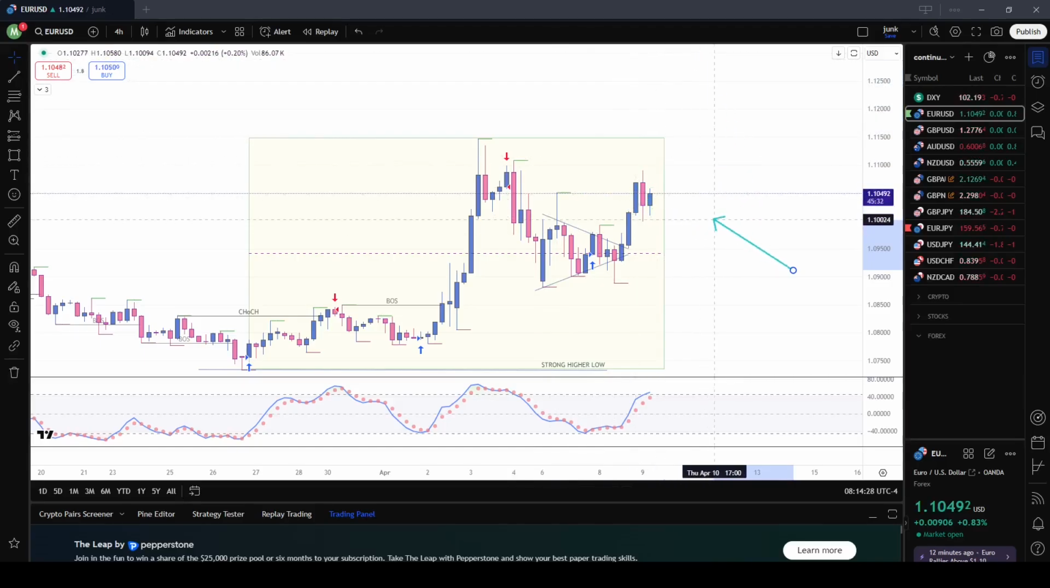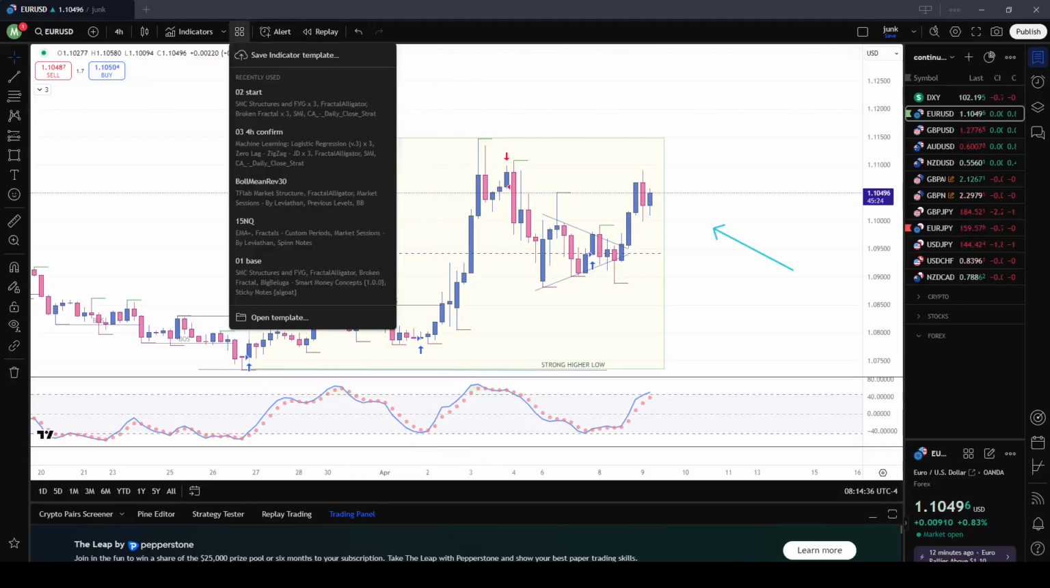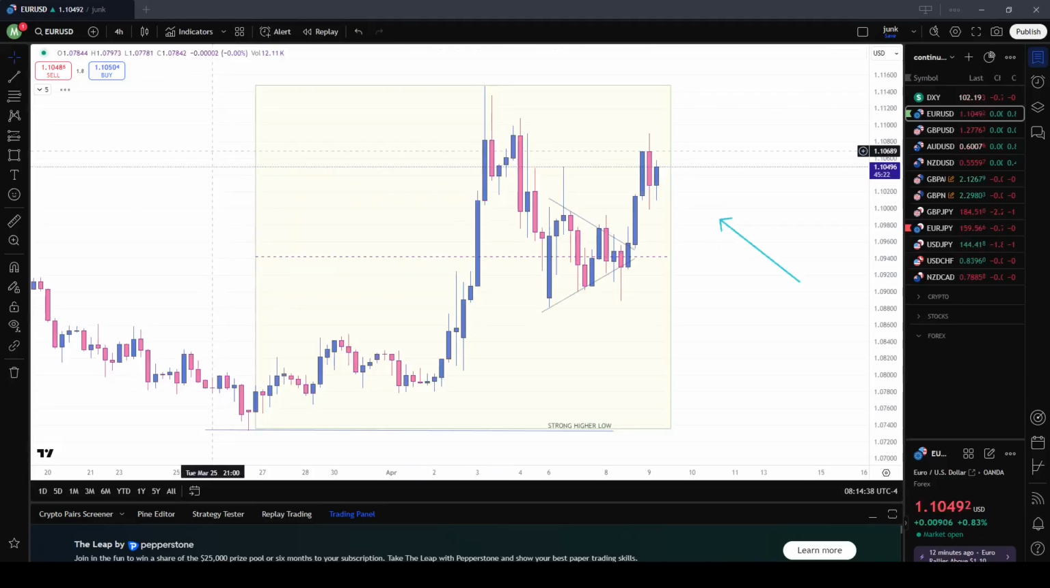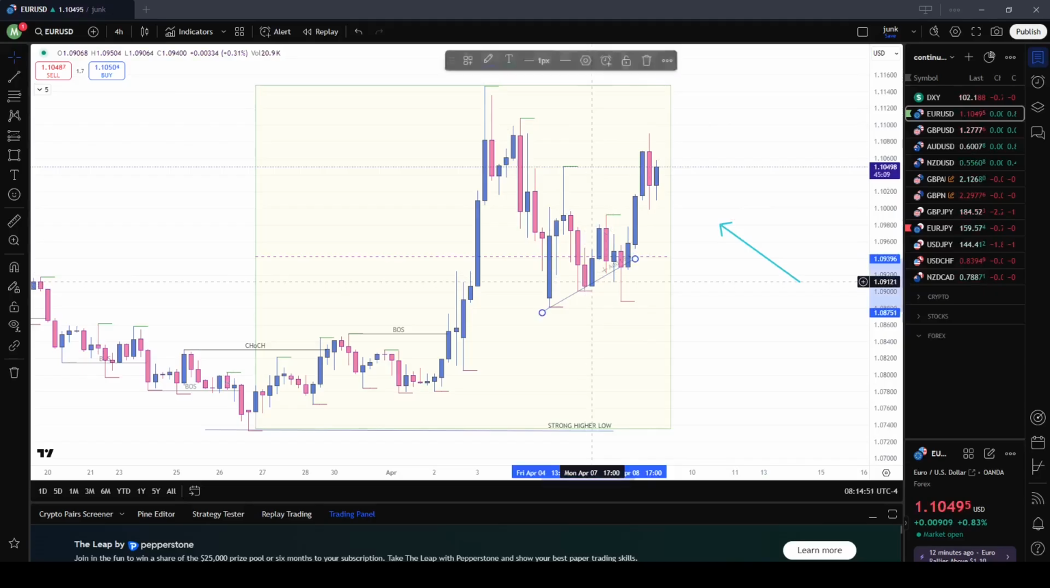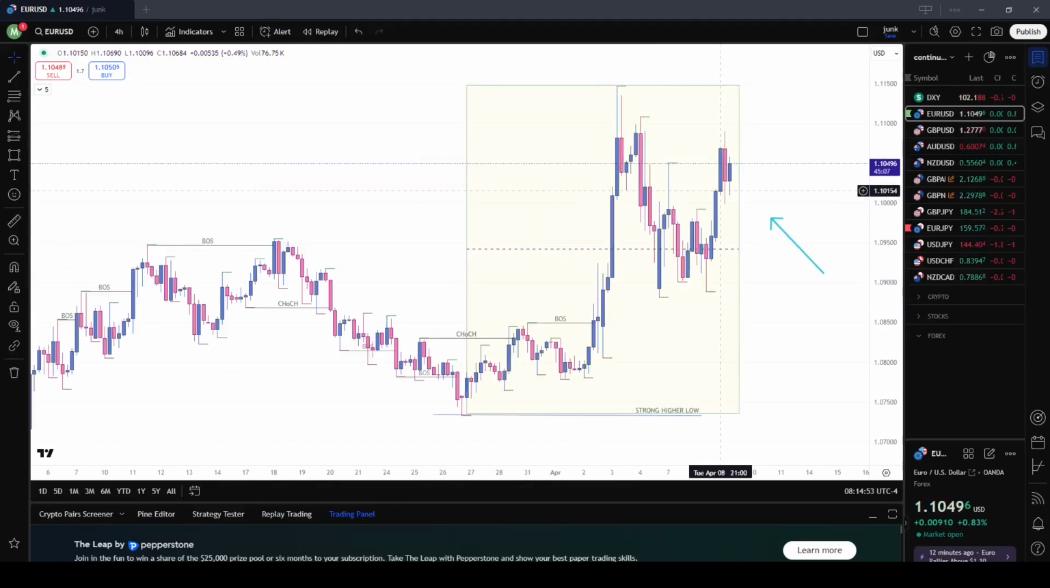Possibly may get into another long, depending on how price moves. Maybe if it starts breaking past these highs, and continues to take out the liquidity sitting over the highs. So this is broken out. Continue to look for any type of longs.